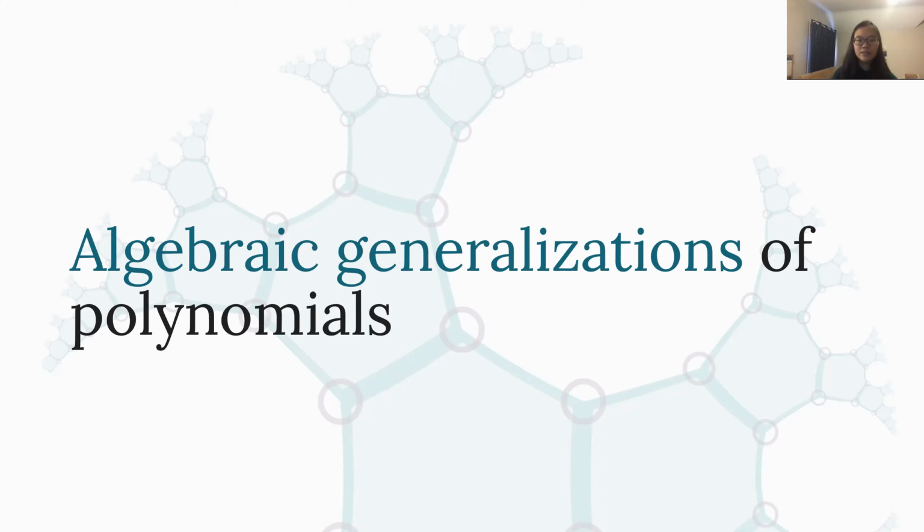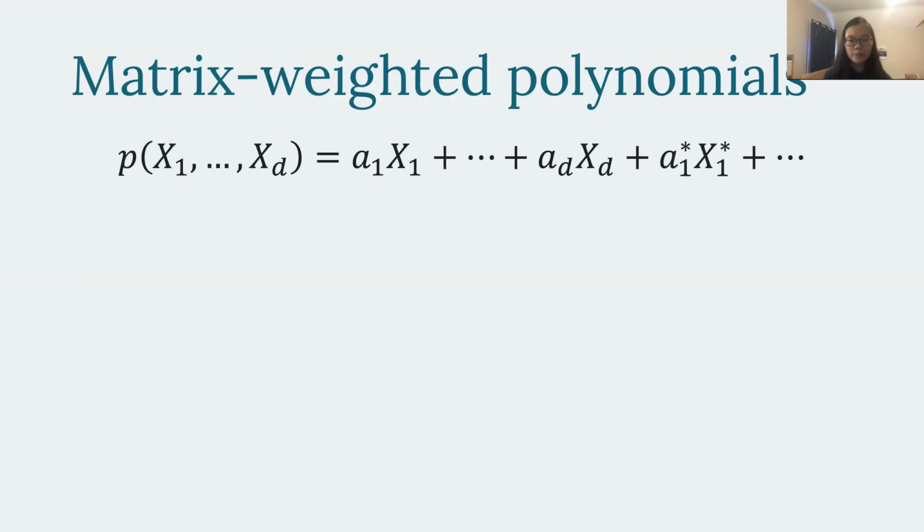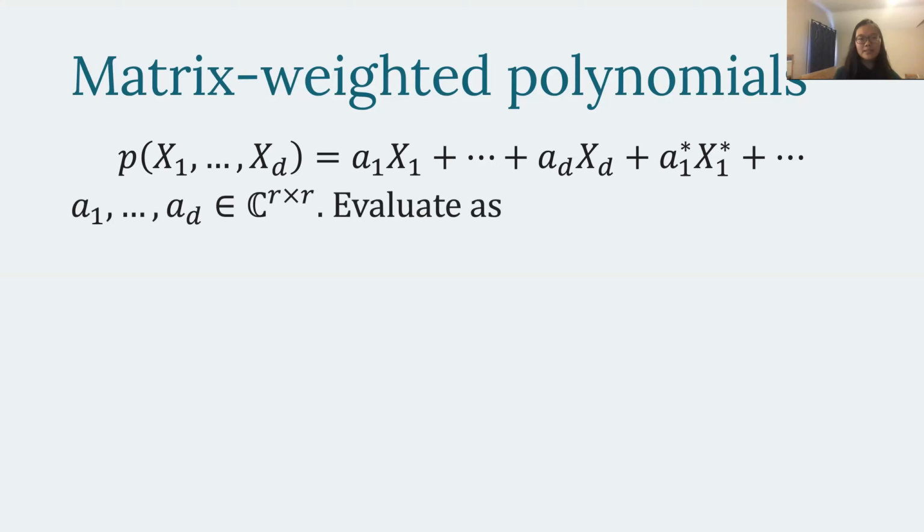So one natural thing to do is to add coefficients and look at what this does to the graphs. So this is exactly what Bordenave and Collins did. And they didn't just add scalar coefficients, they added matrix coefficients. So for example, I can have this polynomial that's just a1 x1 plus up to ad xd plus the adjoints of those. And the a's here are going to be matrices. So you can basically think of them as being 0, 1 valued if you're going to eventually consider unweighted graphs.